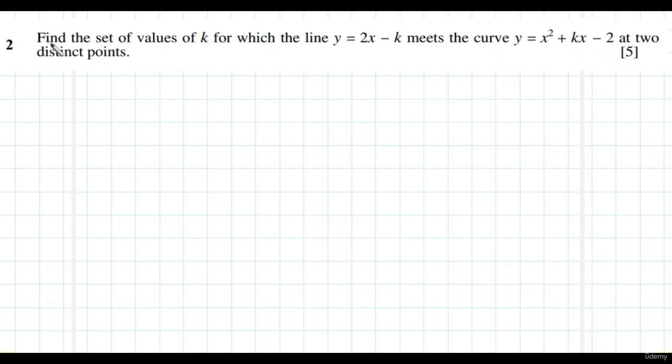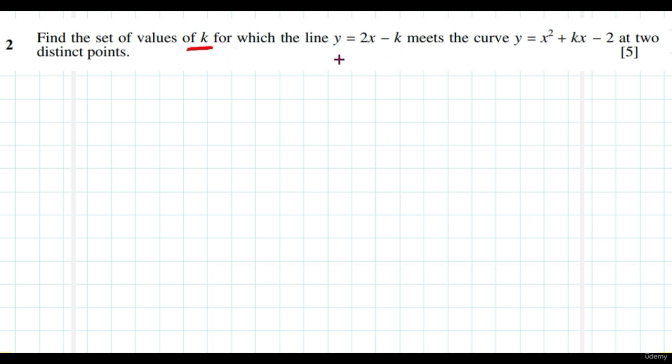The second question is, find the set of values of k for which the line y equals 2x minus k meets the curve y equals x squared plus kx minus 2 at two distinct points. So you see that the question is asking you to get the possible values of k.